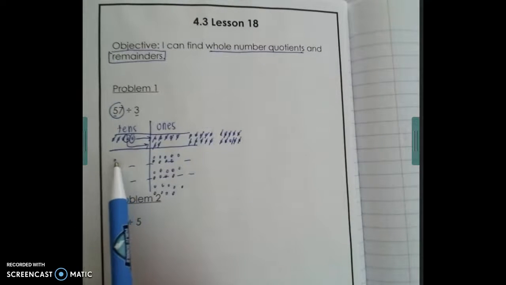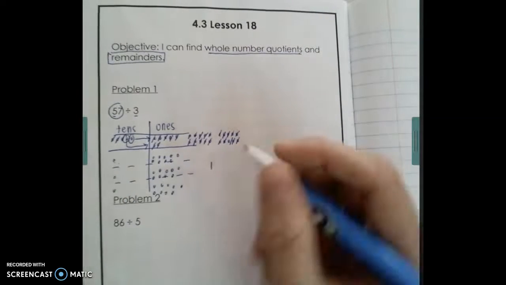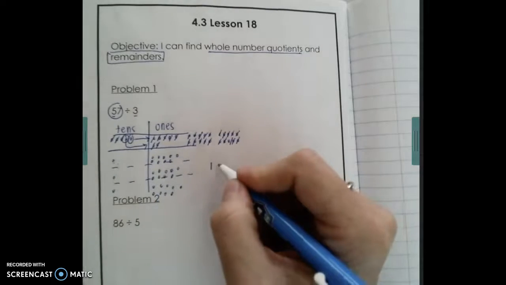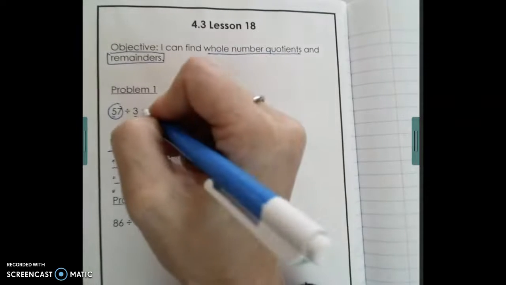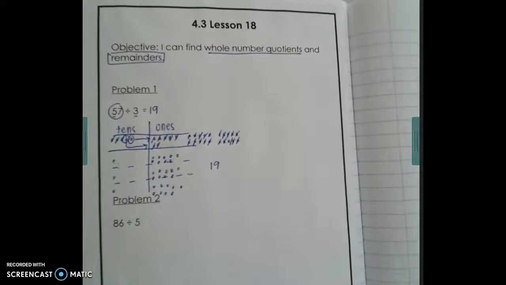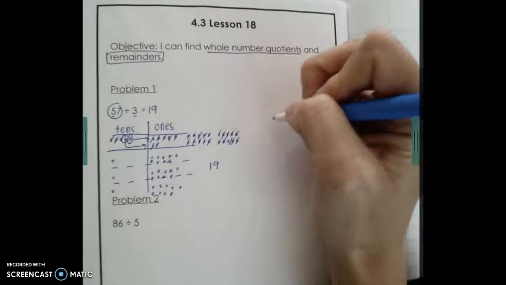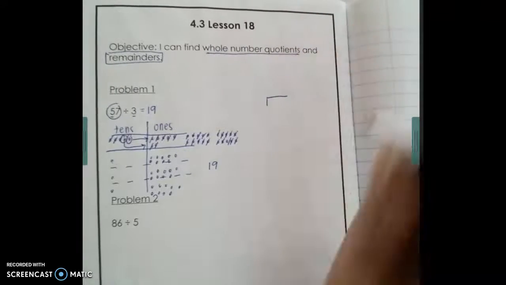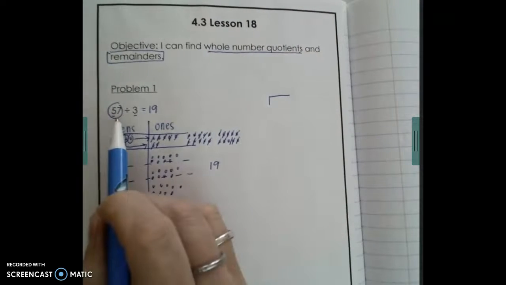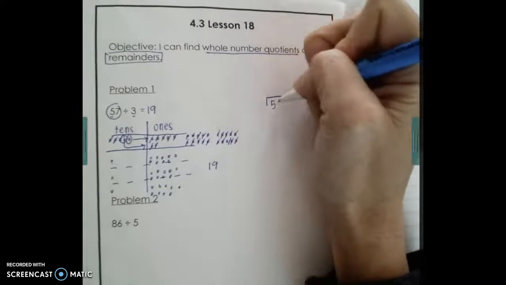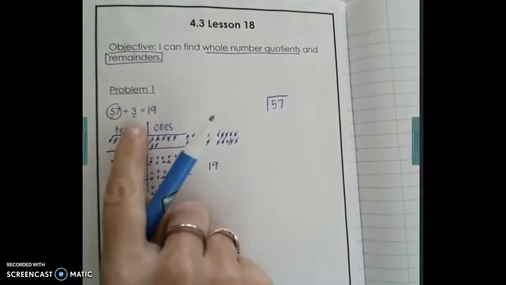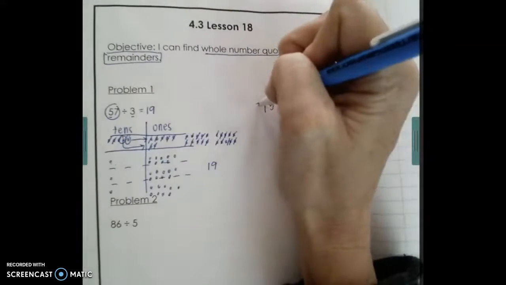So if I look at my groups, I can see that I have 1 ten in each group, and then I have 9 1s. So our answer ends up being 19. To show that, we're going to do some standard algorithms. So I first make my house, and I'm going to put my dividend, my total number, inside my house. On the outside, I'm going to put my divisor, which is 3.